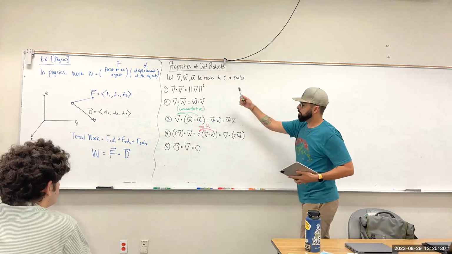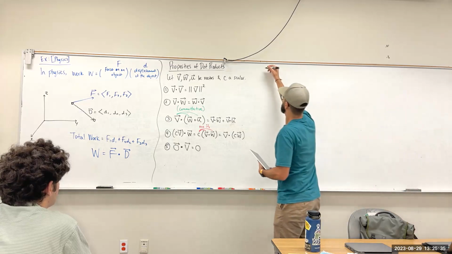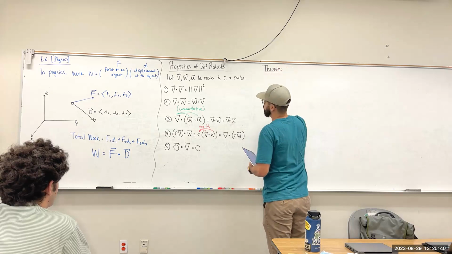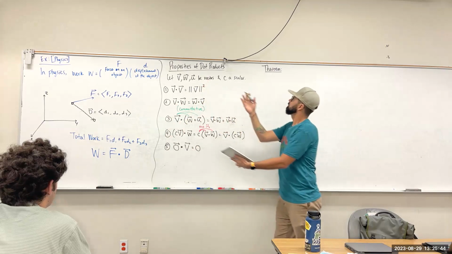Okay, so there's these 5 properties. And then there's another property which is so strong, it's actually a theorem. And this is the one that I've been telling you has a relationship between the directions of the vectors.